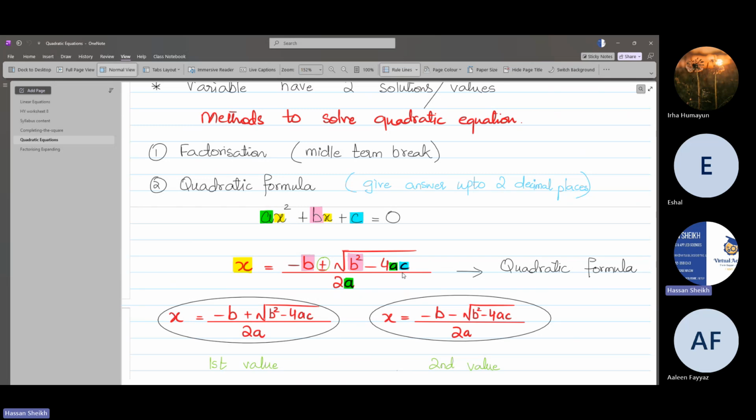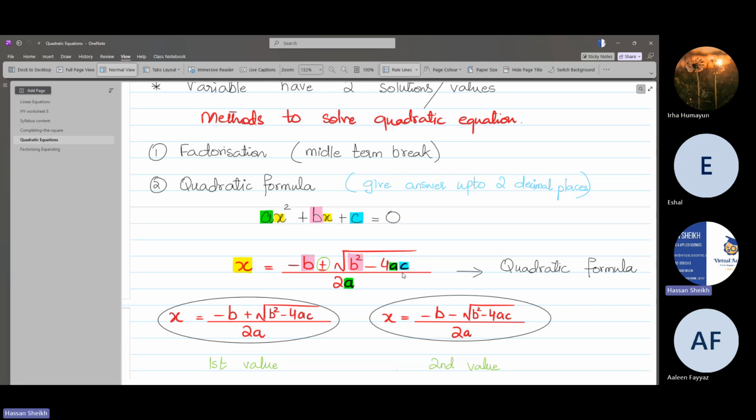Now, what is the quadratic formula? The quadratic formula is x equals minus b plus minus square root of b squared minus 4ac over 2a. Isha, do you agree with me that the formula shown here on the screen would give us two answers, one with the positive and the other with the negative, because the formula is minus b plus minus.